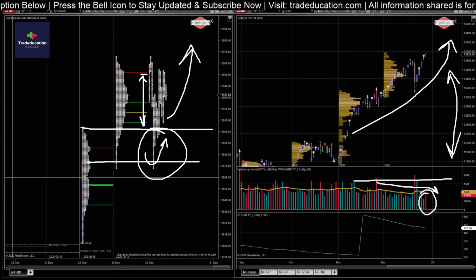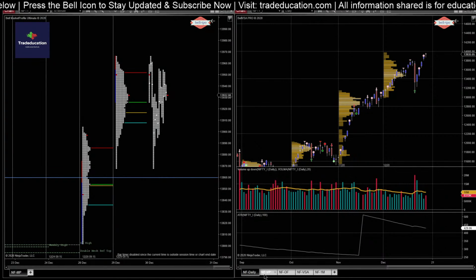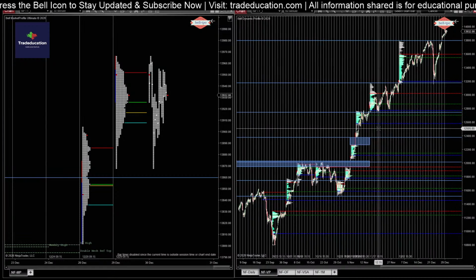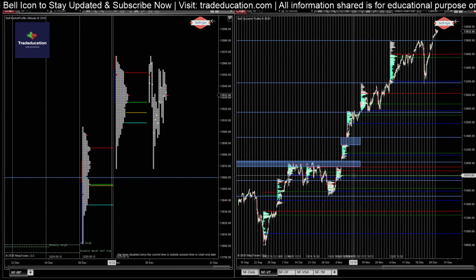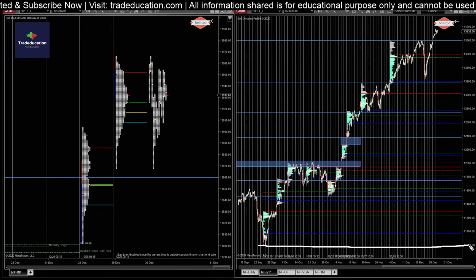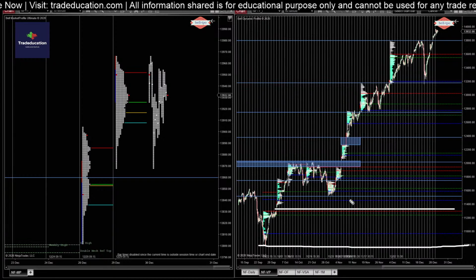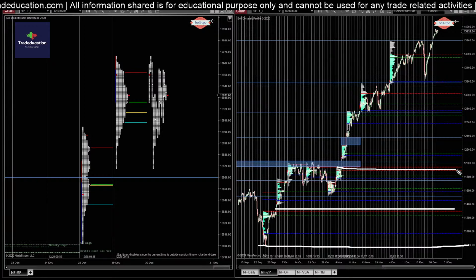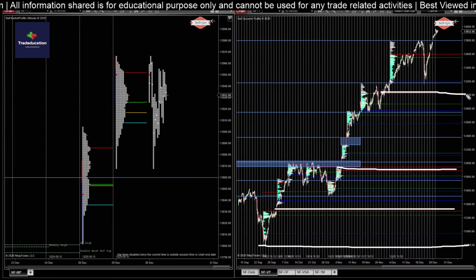Okay, now going to the volume profile chart. So this is the hourly chart, and as you can see, this is from the September time frame. So this is September, then this is October, this is November, and this is December. Okay, so we are still in the December time frame.